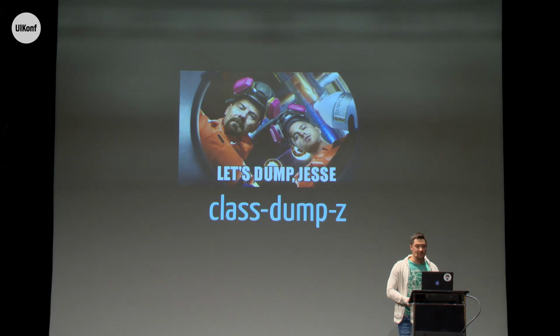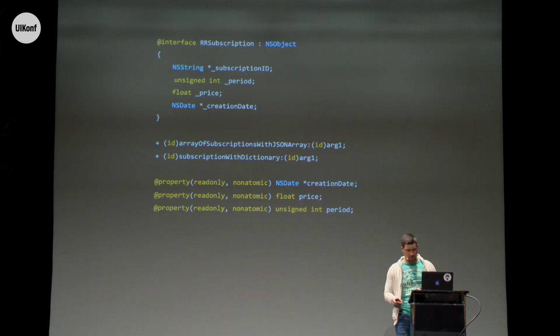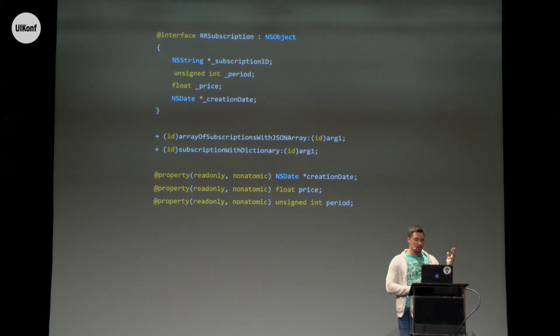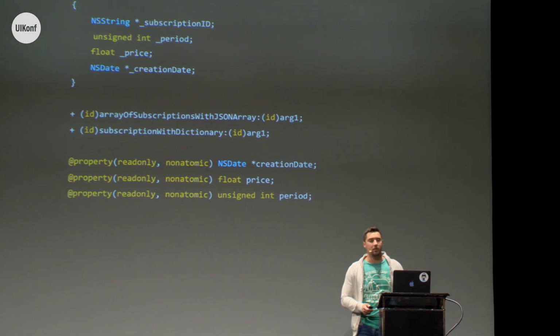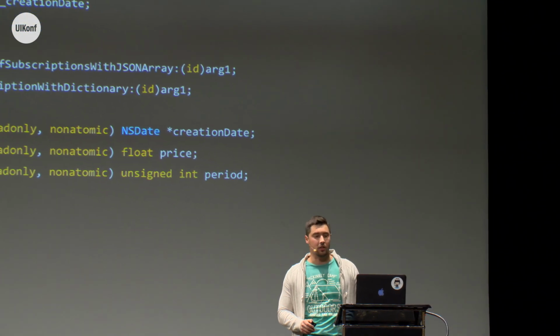It is a very good advantage of Objective-C, because other languages like C or C++ don't contain this internal information. So what we can do is use the class-dump-z utility to reconstruct the class information. It will look like this. So everything, methods, properties, ivars, everything is reconstructed.